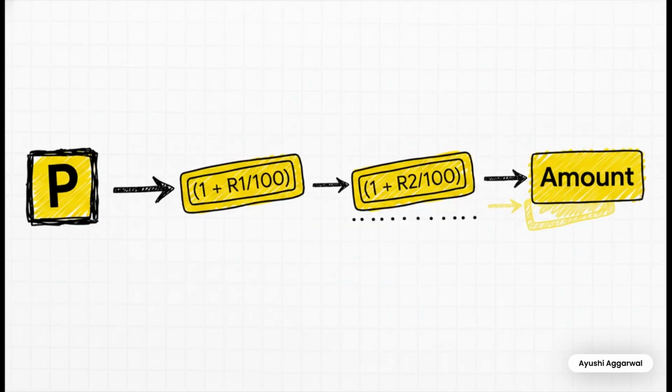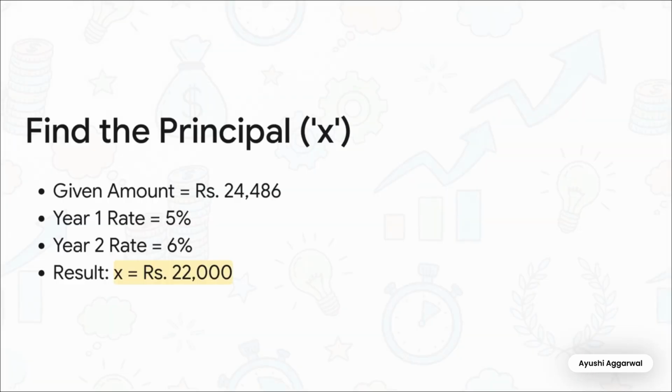The formula just gets extended. Instead of using a power of t, you create a separate bracket for each year's interest rate. So for 2 years, you'd multiply by 1 plus R1 over 100, and then by 1 plus R2 over 100. It's just a simple chain. Pretty easy, isn't it? Now let's see this in action.